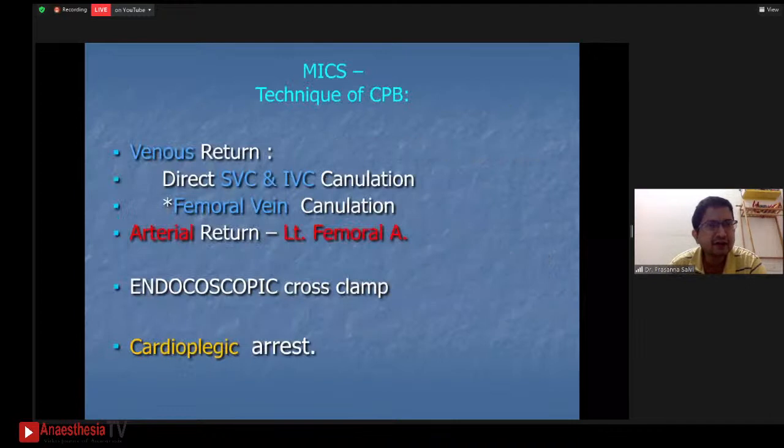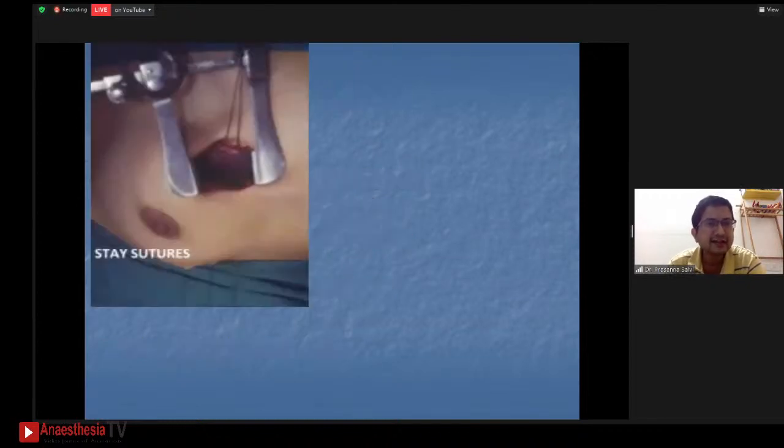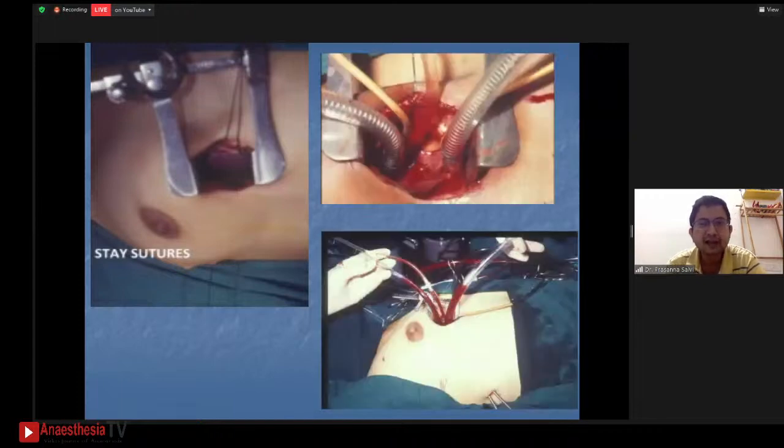So what is the technique? As I said, for the venous return, we do a direct cannulation, an SVC and IVC cannulation, or maybe a femoral vein cannulation. And the arterial return is to the left femoral artery. The cross clamp which we apply to the aorta is an endoscopic cross clamp, and we do a cardioplegic arrest. We make the thoracotomy, approach the pericardium, incise the pericardium, and put in the stay sutures. Because of the stay sutures, we get a very wide exposure. And this is how we do it.